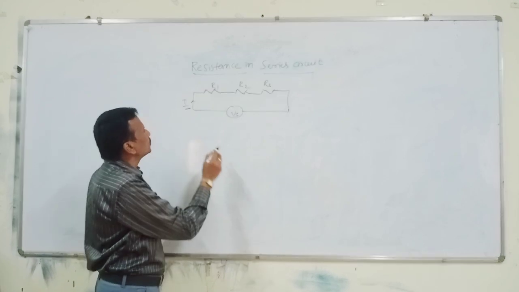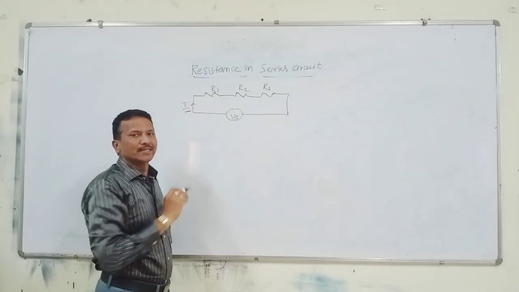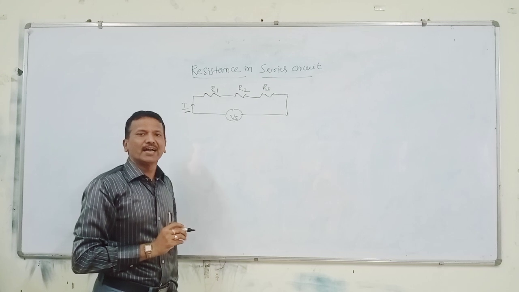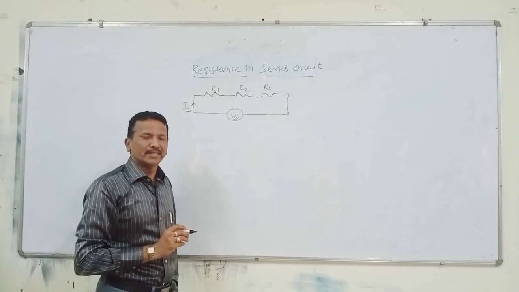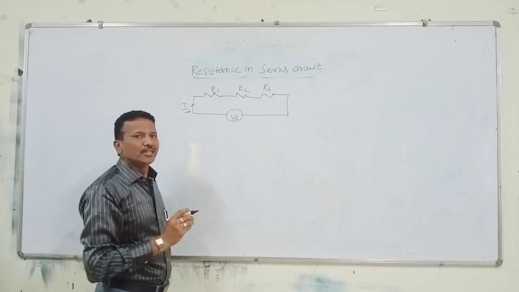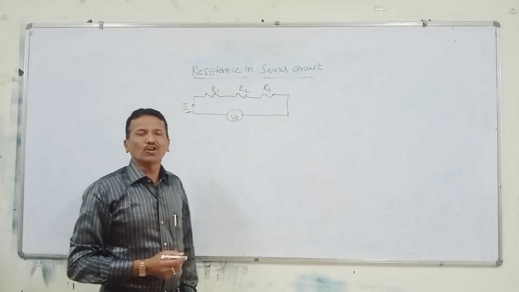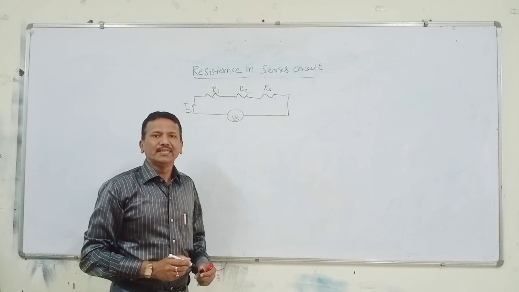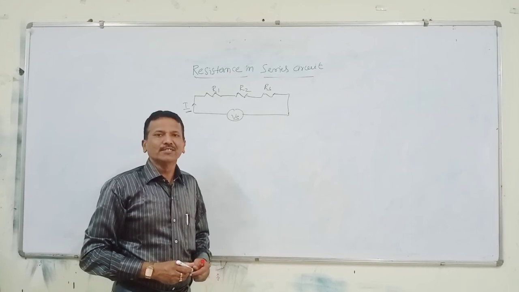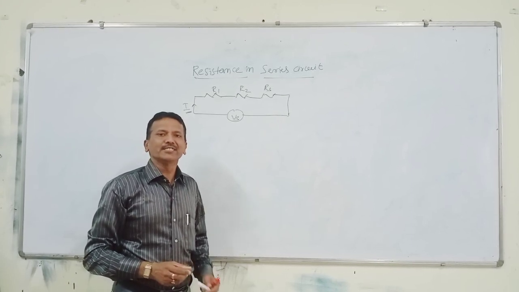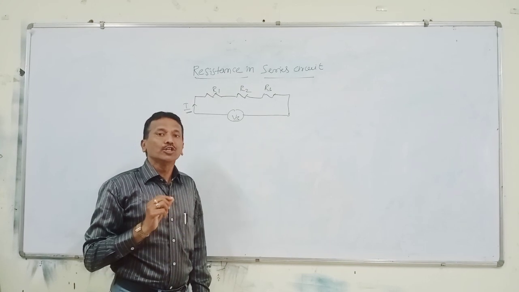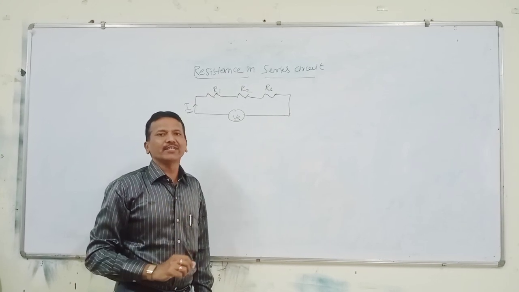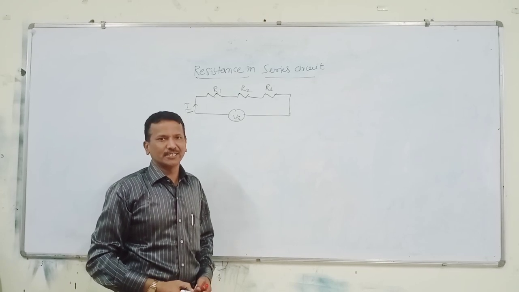Whenever current flows through each and every resistance, there will be some voltage drops. The drops are very important to find in this series circuit. The other name of series circuit is the voltage division method. In this we will find the drops across each and every resistance.